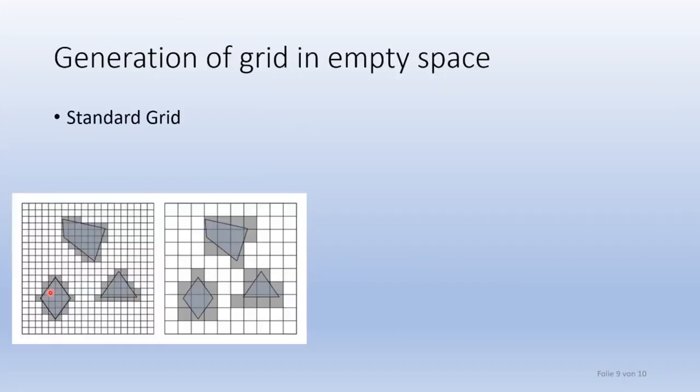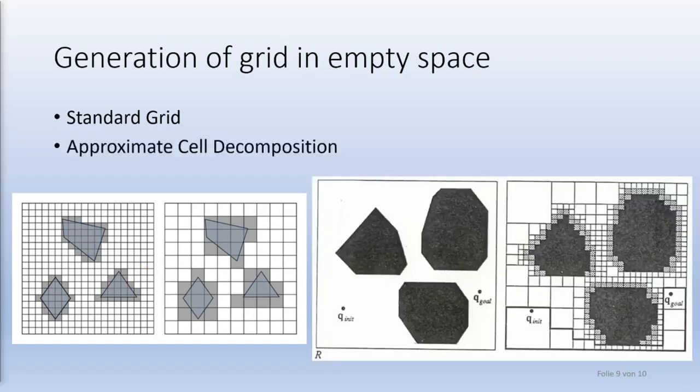We just divide our C space, this with the obstacles is the C space, into a grid within a specific size. That's quite fast done, and we can do it very reliably. The second approach would be the approximate cell decomposition. Here we divide our whole map into not equally sized grid cells. We just do as many as we need.